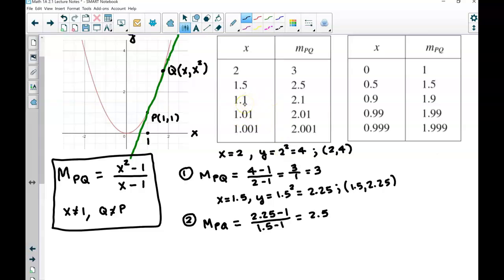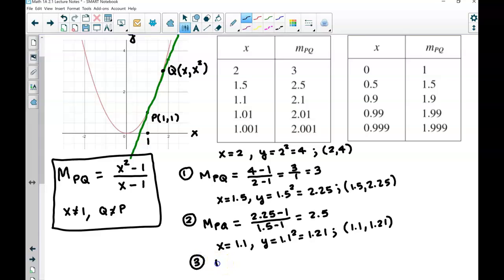Okay, again, if we choose 1.1, let's go ahead and do that. So if we let x equal 1.1, and then we're going to pick y2 to equal 1.1 squared. And again, 1.1 squared gives you 1.21. So now we're going to use the ordered pair 1.1 and 1.21.